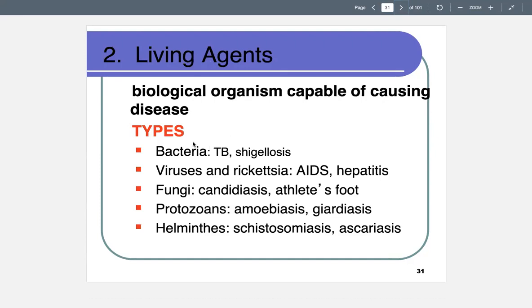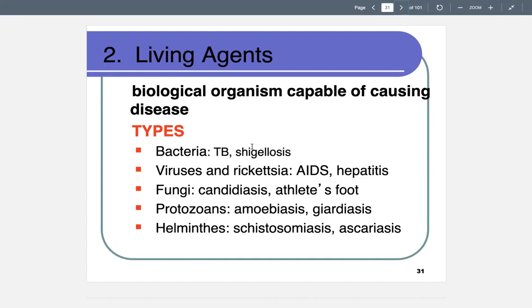Next class type of agents is the living agents. Pag living agents, this is pertaining to biological organisms or infectious agents, pathogens that are capable of producing a disease. In the living agents class, merong apat: bacteria, viruses, fungi, and parasites. Bacteria such as tuberculosis, caused by Mycobacterium tuberculosis. Okay, shigellosis, that is caused by Shigella.